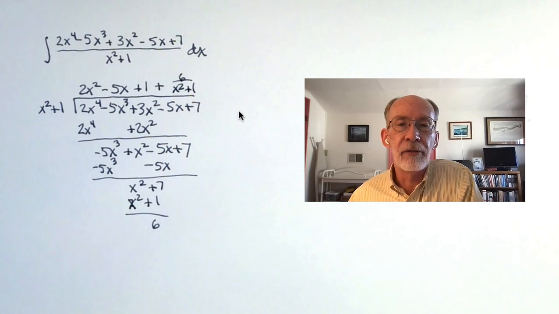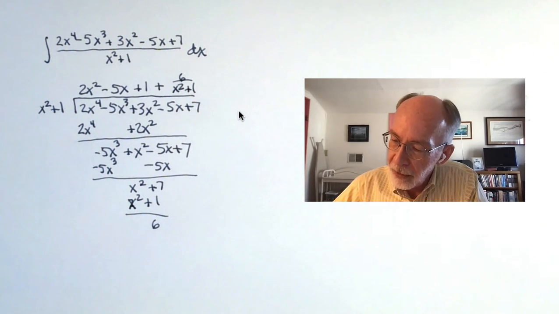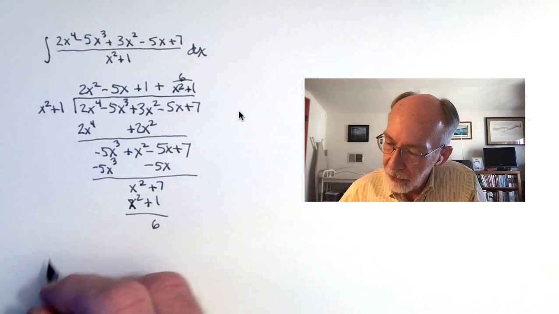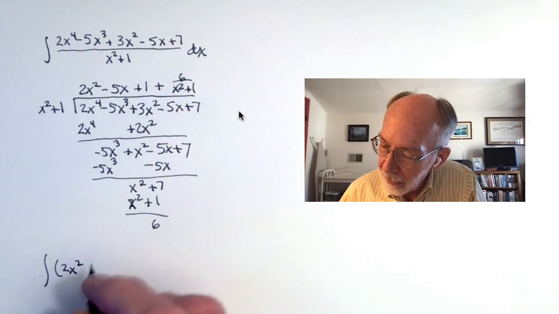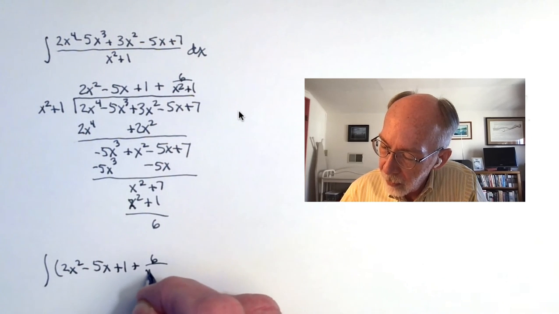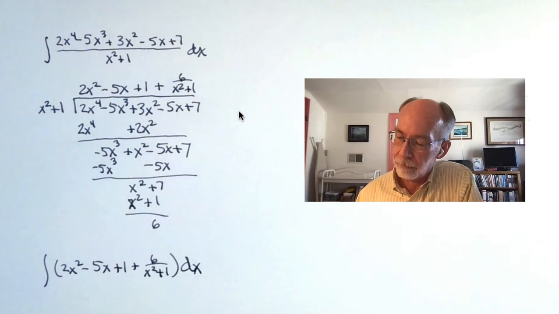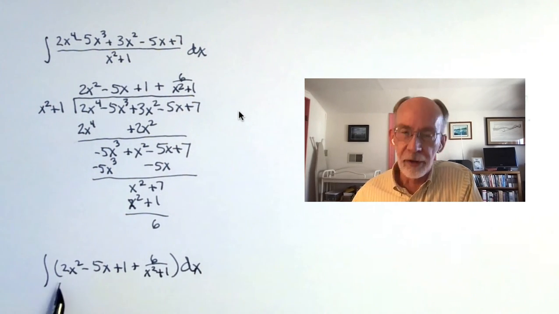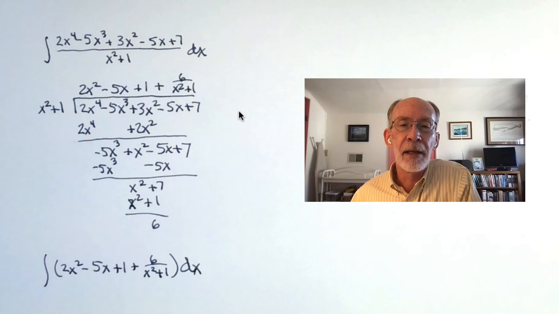And that might look a trifle grim, but it's something that we're going to be able to handle. So this integral that we started with is now the integral of 2x squared minus 5x plus 1 plus 6 over x squared plus 1 dx. Now, these first three terms are just polynomial terms. What about the 6 over x squared plus 1? Well, aside from the constant 6, that's the derivative of the inverse tangent.